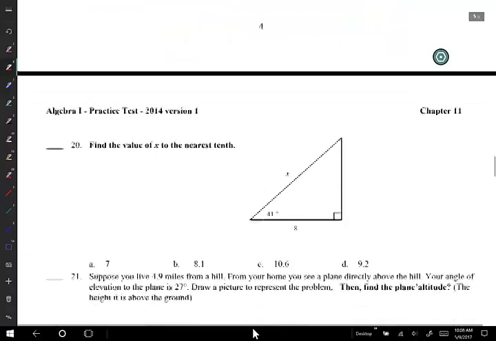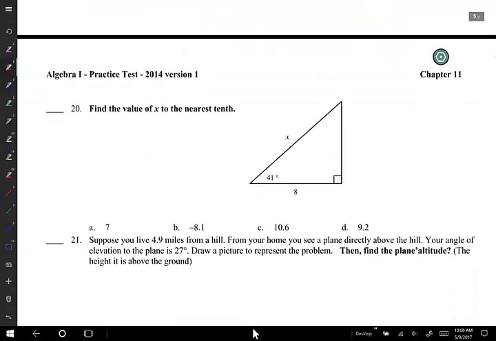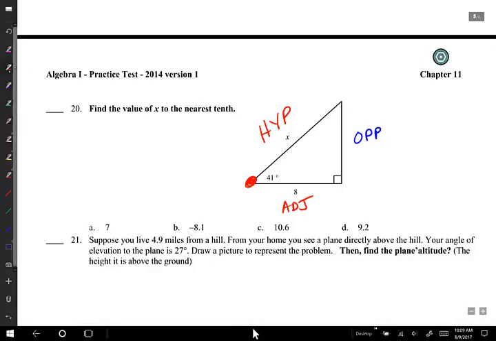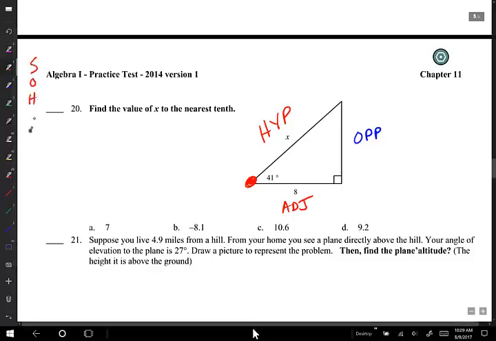All right, problem 20. Find the value of x to the nearest tenth. Let's label our sides compared to this corner. What word goes with x? That is hypotenuse, so let's write hypotenuse there. What word goes with 8? Adjacent. Just for the record, this would be opposite. We're not using opposite, we're using adjacent and hypotenuse. So I'm going to write that funny word on the side. So, SOH CAH TOA. We have adjacent and hypotenuse.